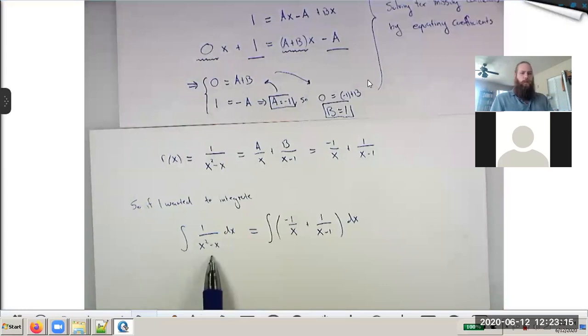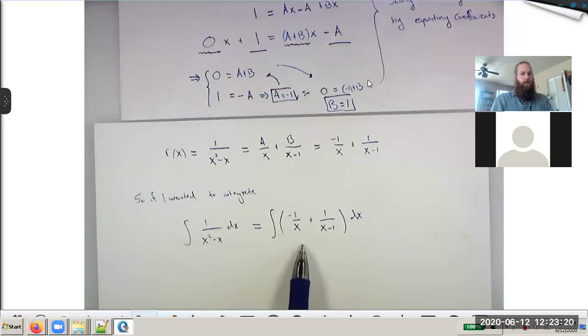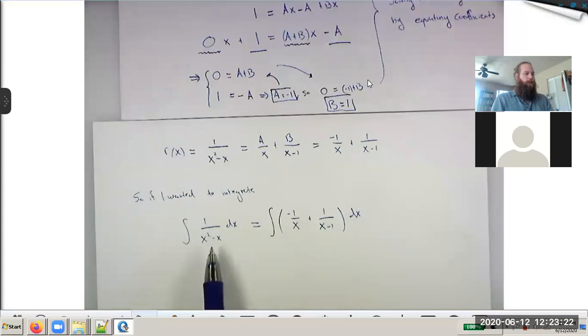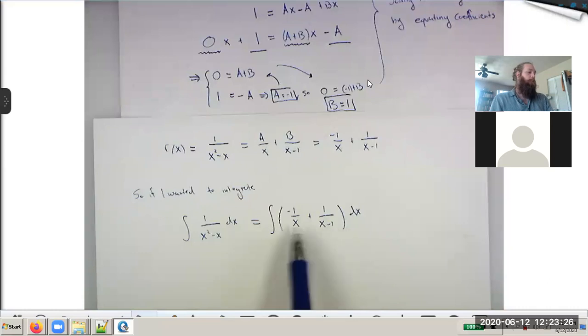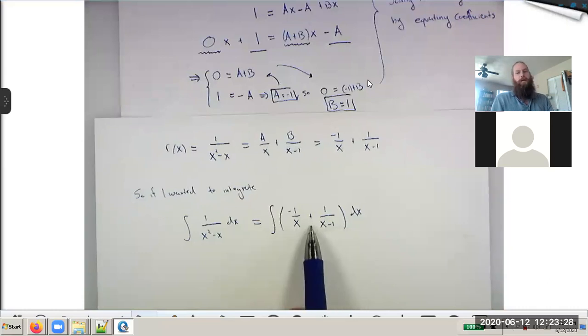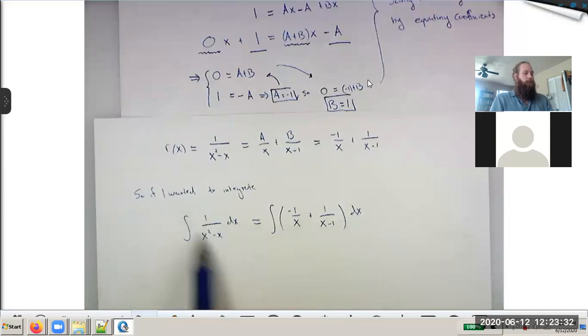But while this would be very hard to attack directly, this is very easy to attack directly, because I was able to split my complicated looking rational function into some simple rational functions separated by addition. And that's the big deal. We go from something that involves multiplication to something that's separated by addition. Integrals split up over addition. They don't split up over multiplication.